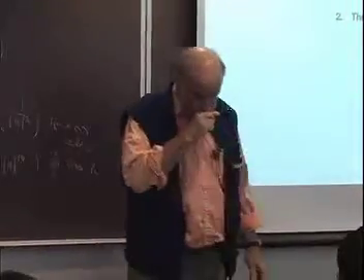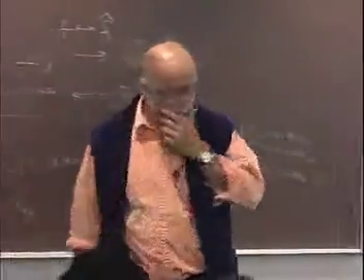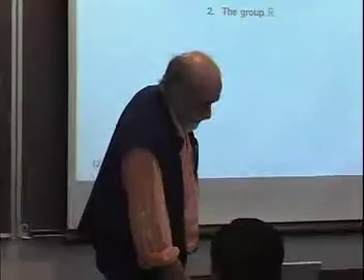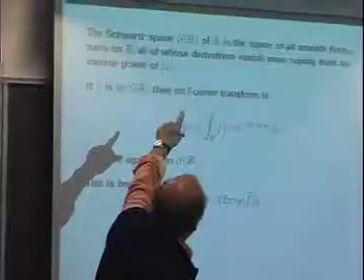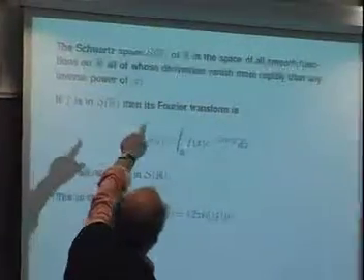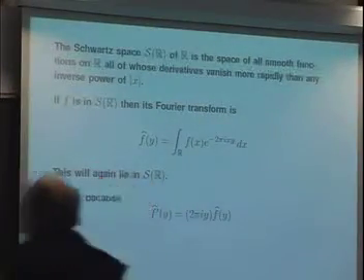Okay. So now I want to make things mildly more complicated. I want to look at the group R itself, the additive group. And in this case, I'm going to look mostly at the Schwartz space of R, which is written S of R.